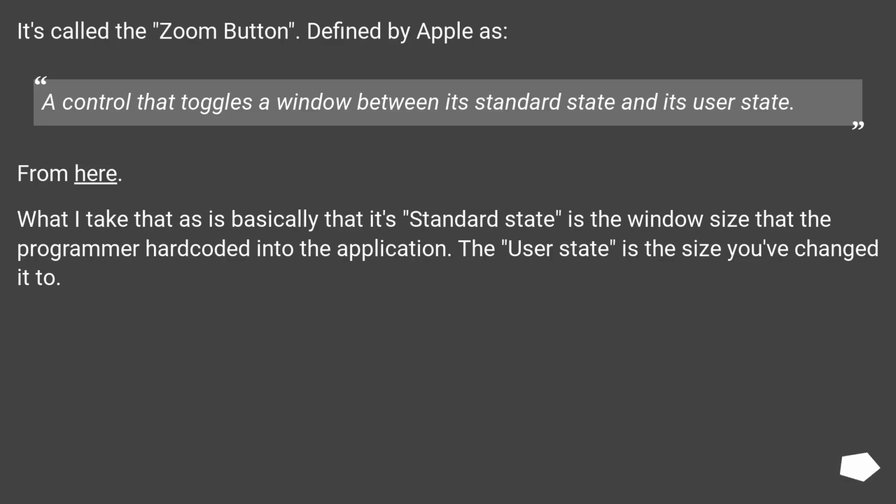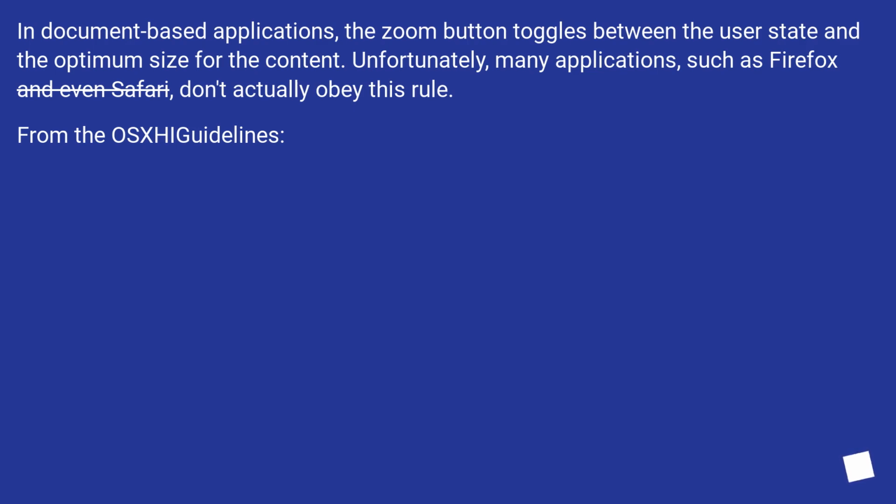It's called the zoom button, defined by Apple as a control that toggles a window between its standard state and its user state. From here, what I take that as is basically that its standard state is the window size that the programmer hard-coded into the application. The user state is the size you've changed it to. In document-based applications, the zoom button toggles between the user state and the optimum size for the content.